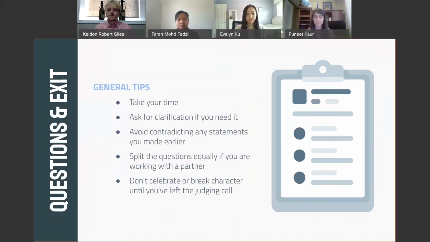And you don't want to do that, again, because it is a team event and it should be 50-50. And the last thing is, you might be tempted to break character or celebrate because you're finally done the stressful portion of the event, but try to wait until you're done and you've left the judging call altogether. So just wait until you've exited the room and then start talking to your partner about how it went, because you don't want the judge to overhear you breaking character, because again, it seems unprofessional. You're just trying to avoid that situation.